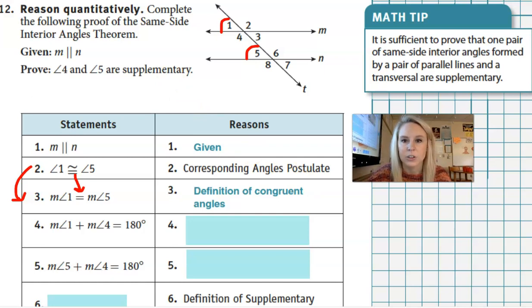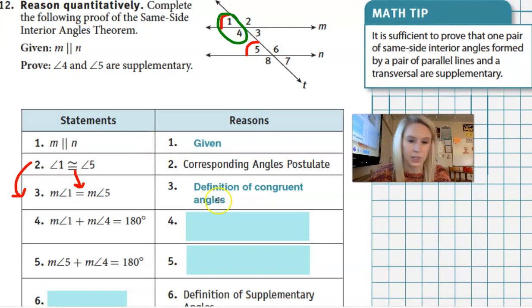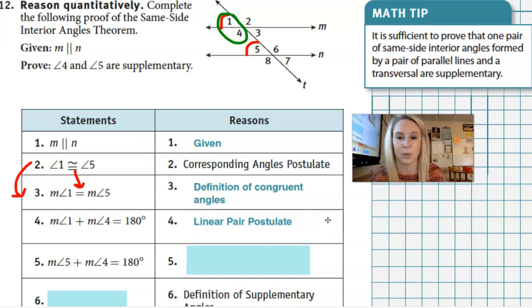So let's take a look at our picture. How do I know that 1 and 4 are 180? Okay, that goes back to supplementary. You've probably seen this one a little bit in the past, the linear pair postulate. Both are correct. It's the definition of supplementary as well as linear pair postulate. Linear pair and supplementary are used interchangeably.